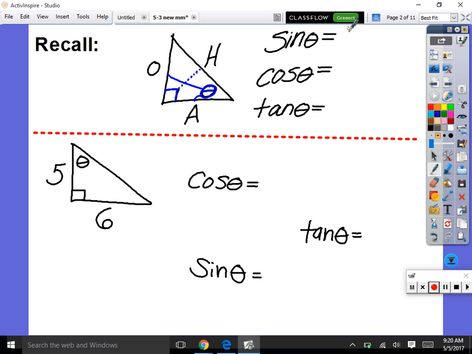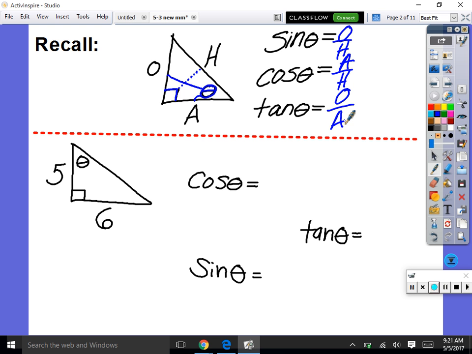Let's all say our SOH CAH TOA. So then sine is going to be your opposite over your hypotenuse, and you're done. Cosine is your adjacent over your hypotenuse, and you're done. Tangent is opposite over adjacent, and you're done.